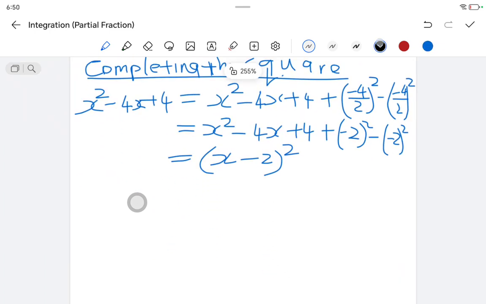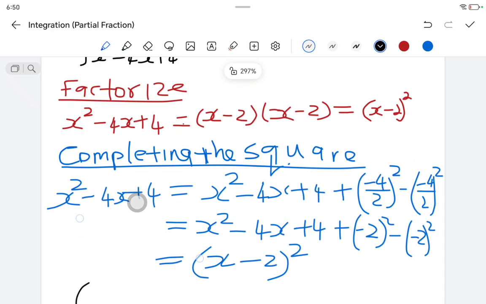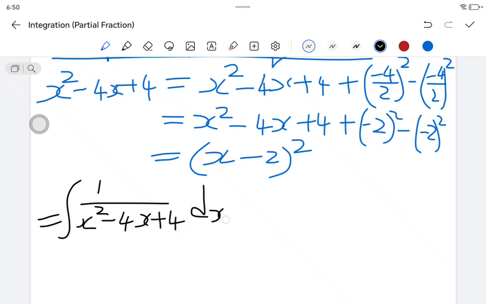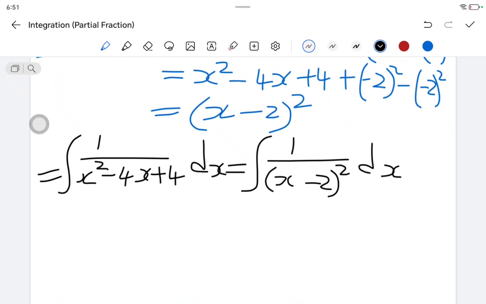So this is going to be the integral of 1 over x squared minus 4x plus 4 dx, which is equal to the integral of 1 over x minus 2 all squared. Is that right? And the degree of the denominator, we know that it's higher than the degree of the numerator. So we're just going to come and say this.